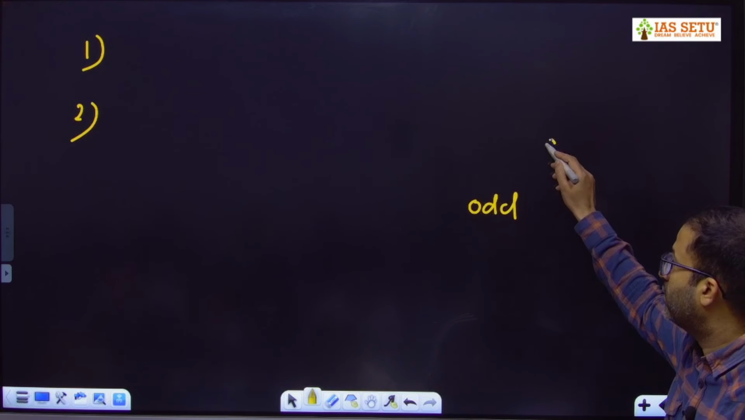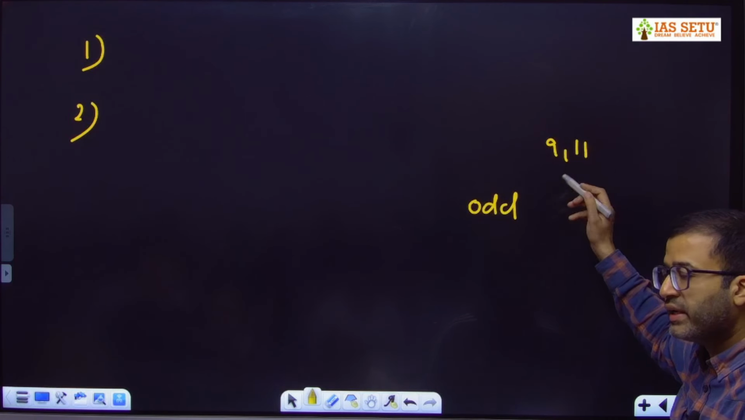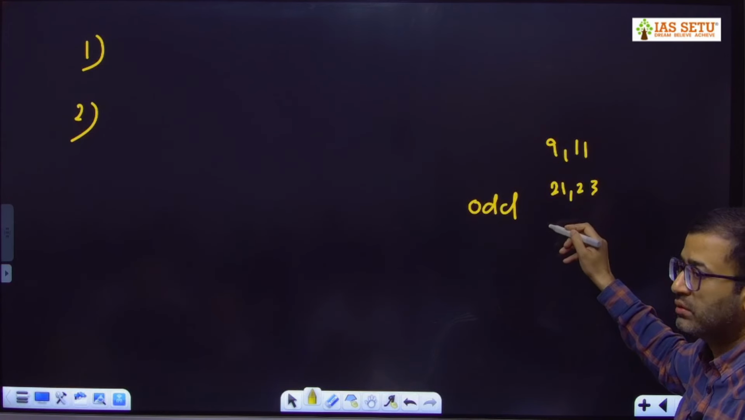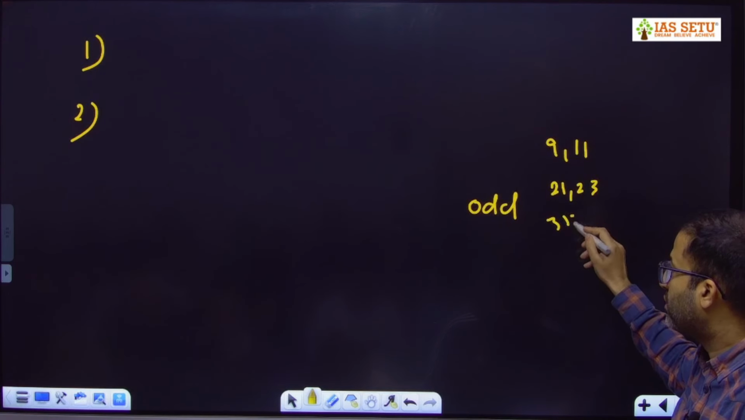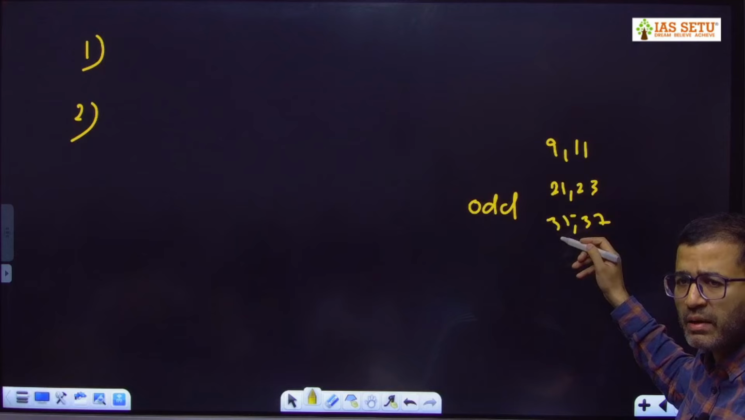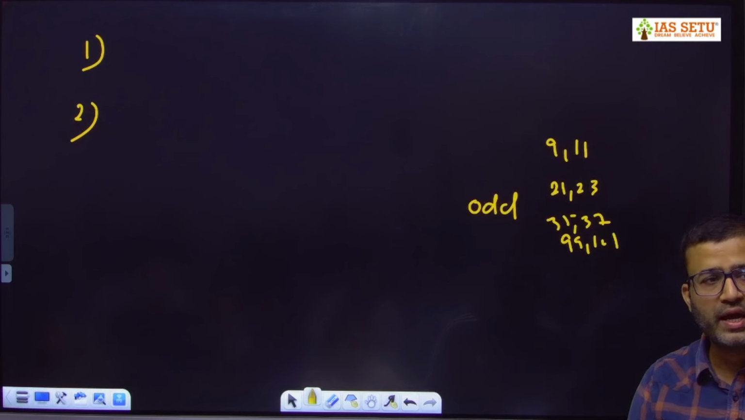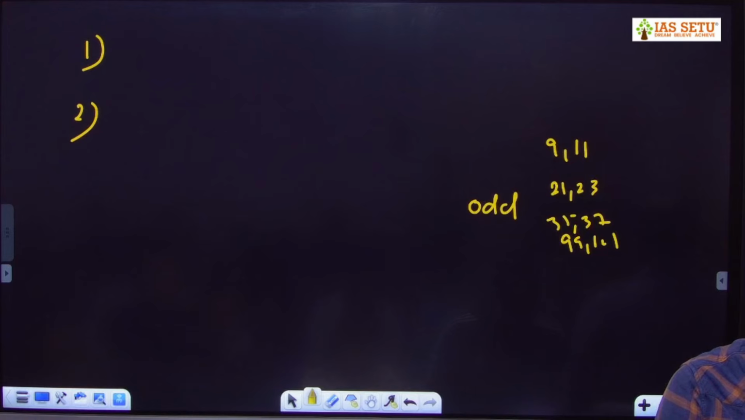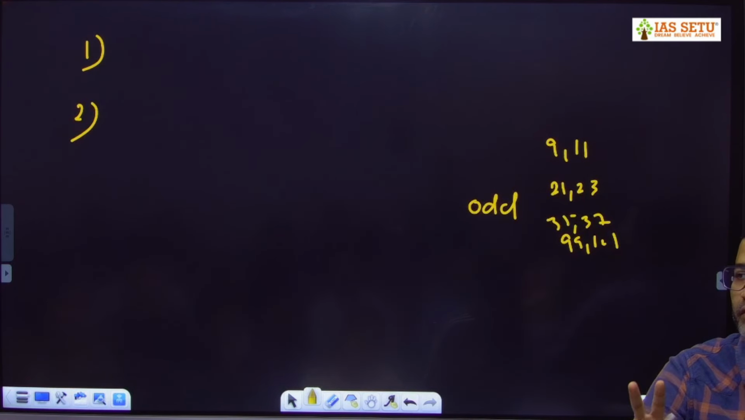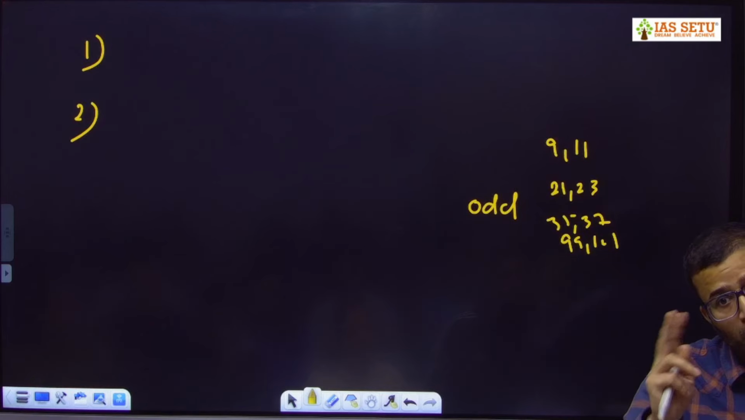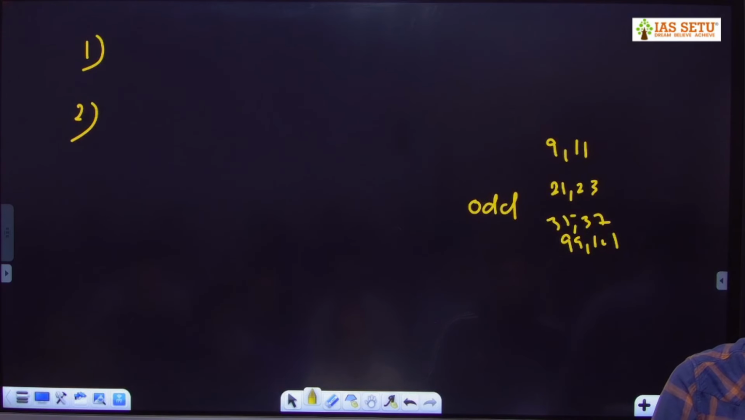Example 9 and 11. Any two, 21 and 23. 35, 37. कुछ भी आप अपनी तरफ से भी एग्जाम्पल लिख सकते हो. 99, 101. So any two consecutive odd number are always co-prime to each other. Even नहीं होते because two consecutive even number में you have one common, two also common. Two consecutive even number are never co-prime. Two consecutive odd number are always co-prime.